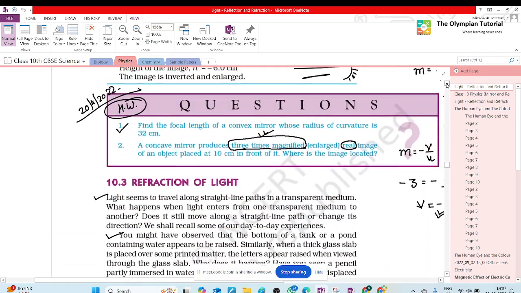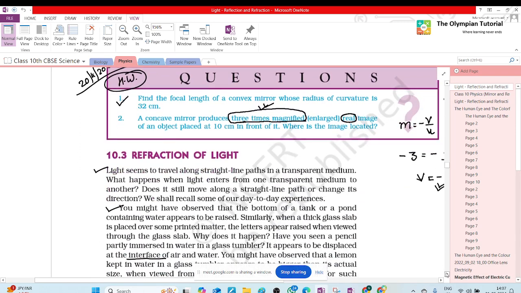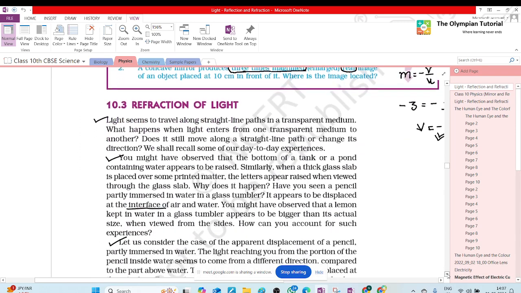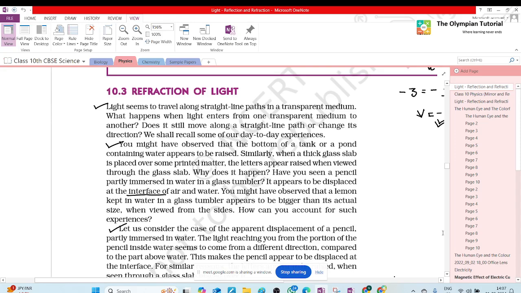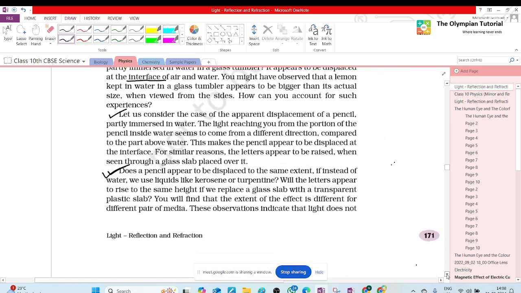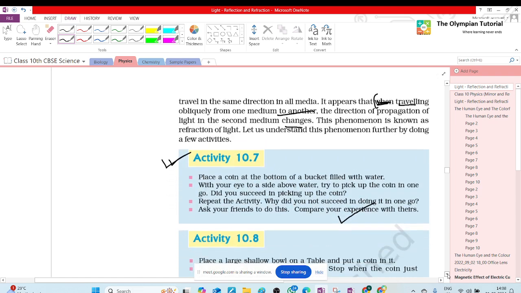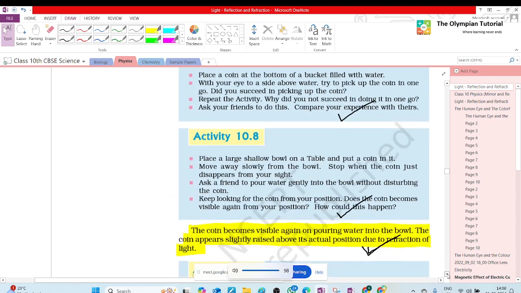By lenses, refraction of light takes place, because the light ray goes inside and deviates from its original path as it goes from rarer to denser or denser to rarer. According to that, light rays deviate from their original path.